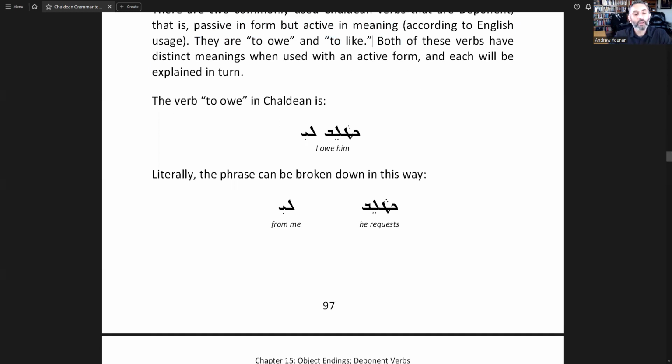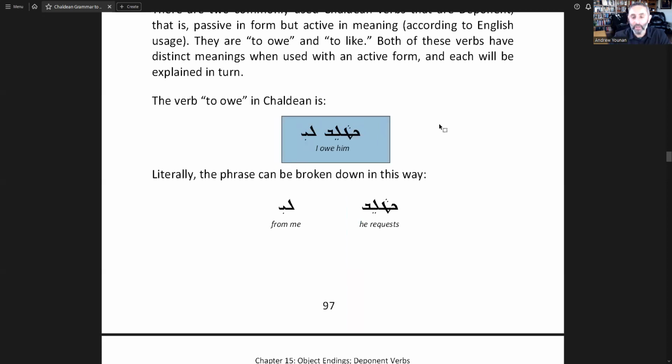To owe in Chaldean is ktalibli. So look at the form of this. Ktalibli means I owe him. The way you would translate this into English is I owe him. What it literally means is, here's the present tense marker, talib means he requests, talib li literally means he requests from me. But what it means idiomatically is I owe him.